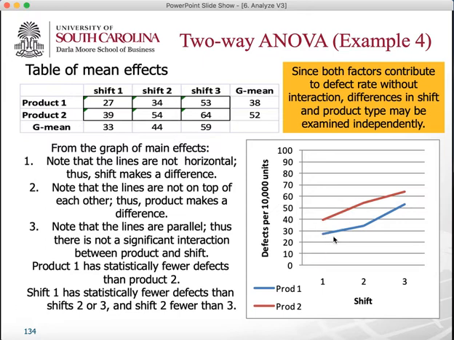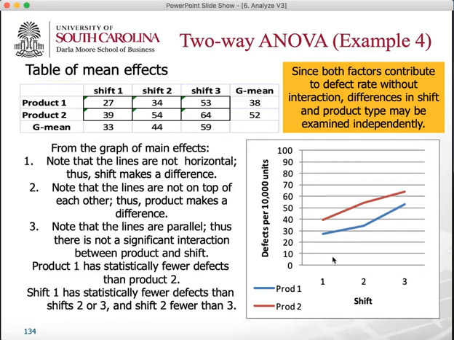So you can see that there's maybe a difference between shift 1 and shift 2 in this product, very subtle. There's a big difference between 2 and 3. And as the shifts increase, the product quality is always getting worse, right? So there are two logical things going on. Product 1 always has fewer defects than product 2, always. And shift 2 has more, and shift 3 always has more defects than shift 1, right?